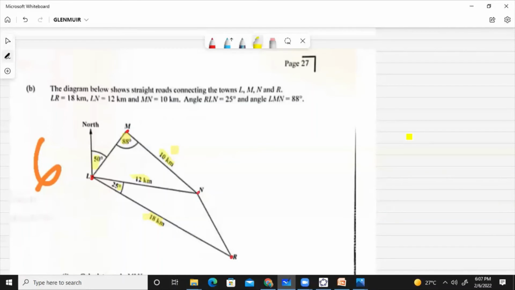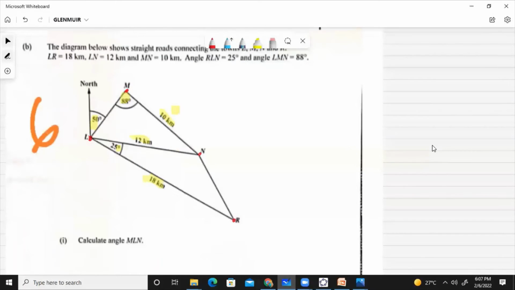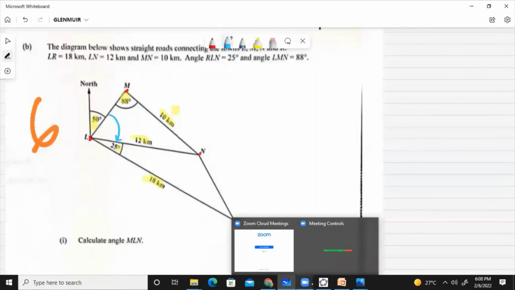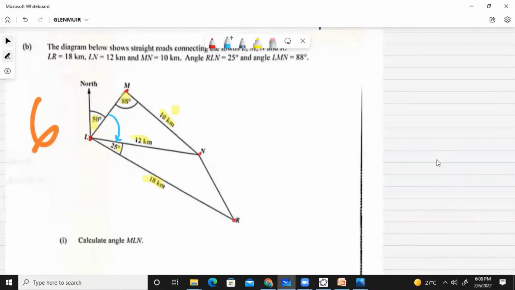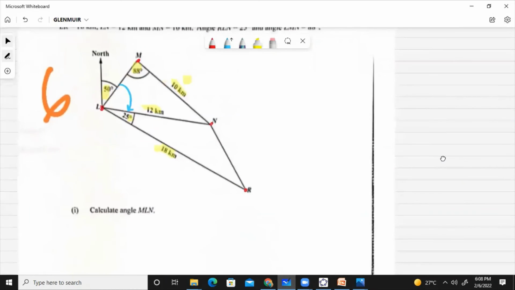All right, so let us now see what they're asking us to find. Calculate angle MLN. Mark the angle first. It's MLN. Let me mark this angle for us there. They want us to find that angle right there. Guys, check it out. So we can easily employ a strategy to find that right now.